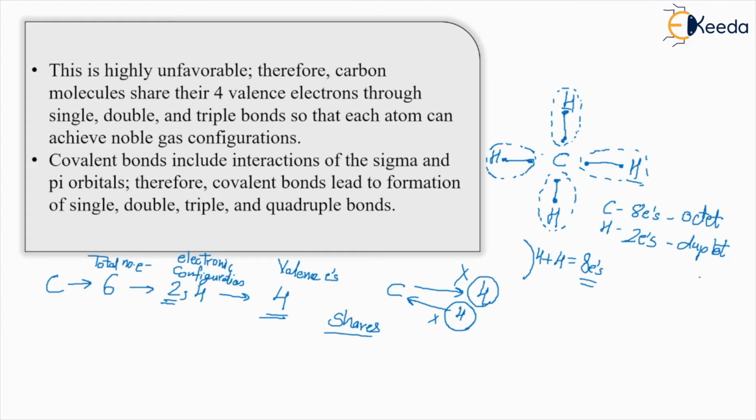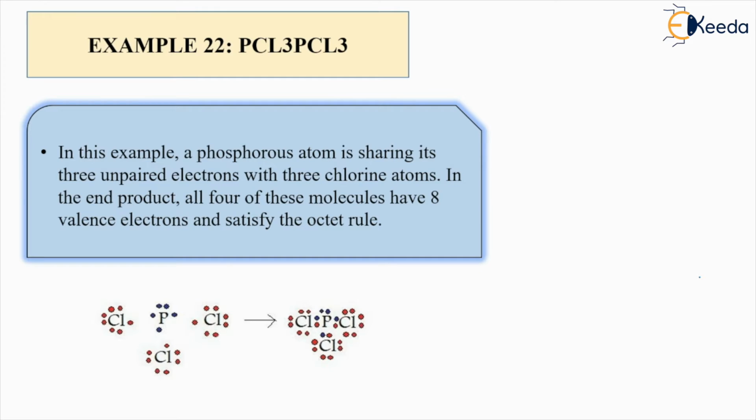Therefore, covalent bonds lead to formation of single, double, triple, and also quadruple bonds. Over here we have an example. In this example we have phosphorus as the atom which is sharing its 3 unpaired electrons with chlorine. If we can see over here, phosphorus and chlorine will make one bond. Phosphorus and chlorine will make another bond. Phosphorus and chlorine will make a third bond, eventually forming PCl3.